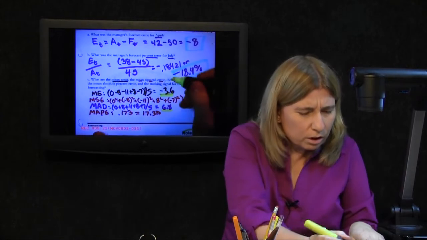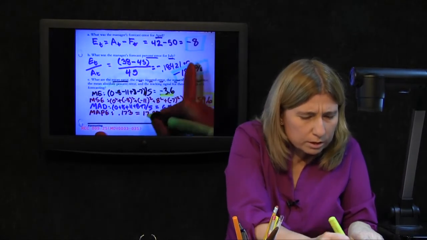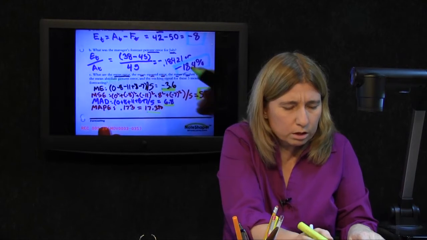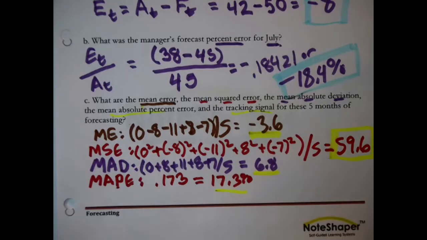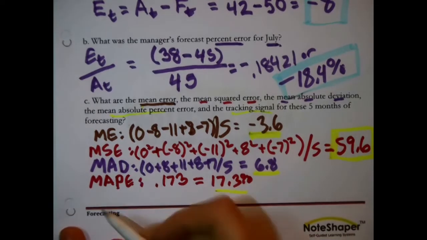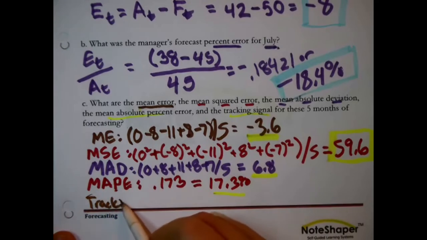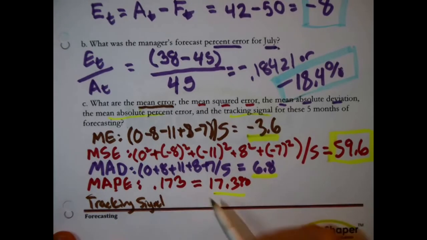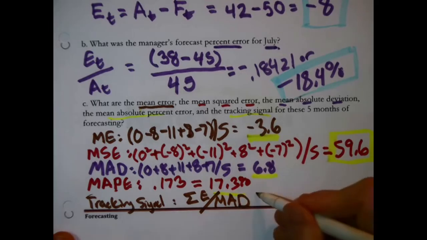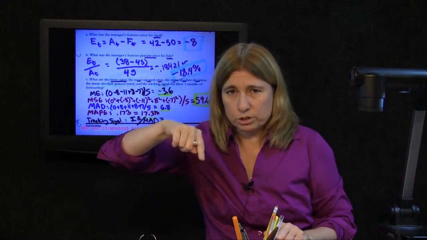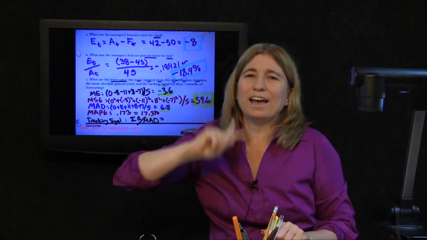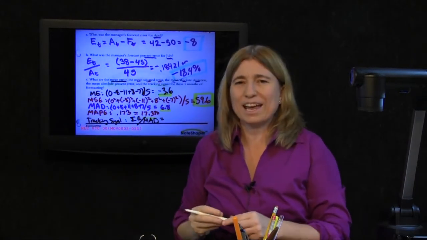Okay, and then is that all of them? Did we do all of them at that point? No, no, no. It wants one other thing. It wants the tracking signal. Tracking signal is calculated by taking the sum of the errors and dividing it by the MAD. Oh, and the good news is because of all the other work for this particular part of the scenario, we already have the MAD. But the tracking signal, which is a ratio, the numerator is just add up the errors. Don't average them or anything, just add them up.